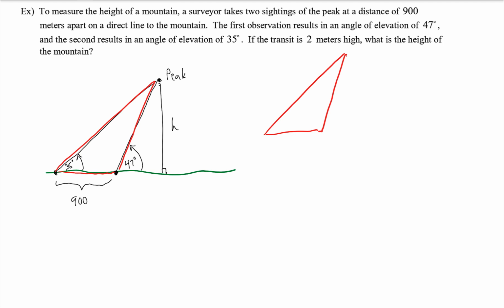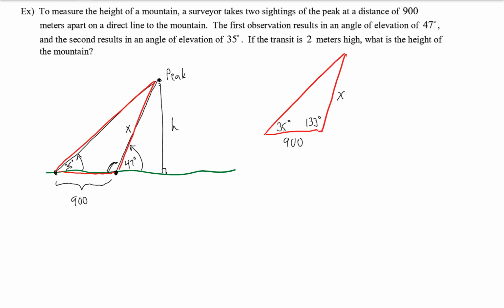Triangle, here's what we know. We know this is 35. We know this is 900. And I can get this one. It's a linear pair with 47 degrees, so it's 133 degrees. And then I could find this side. Let's call that side X.